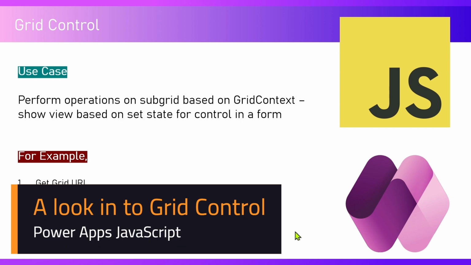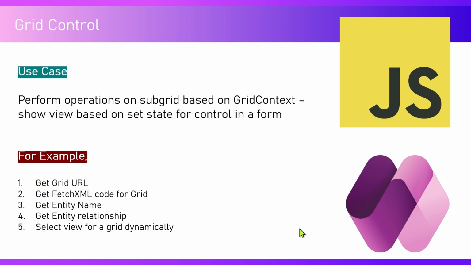In this video, let's explore grid control in Power Apps model-driven apps. I'm going to show you how to write a simple JavaScript code in a Power Apps model-driven app to perform operations on a grid, or what we call a subgrid. We can perform operations on a subgrid based on some grid context. An example would be showing the view based on set state for a control in a form.